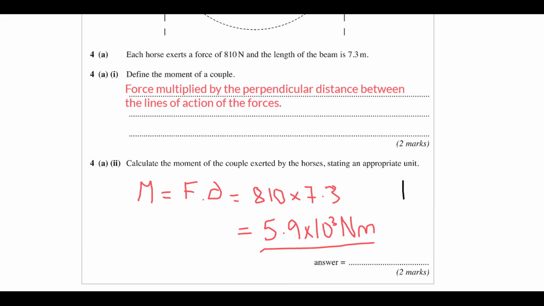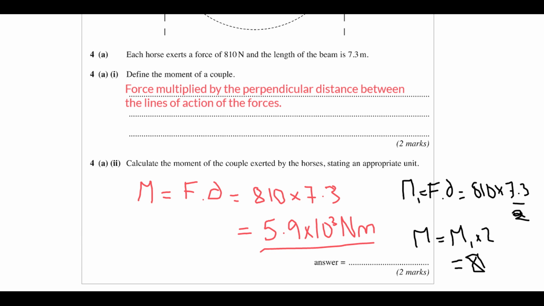So the moment of just one horse is force times the distance to the center of rotation, so 810 times by 7.3 over 2. So the total moment is going to be double that, because they're both acting in the same direction, so you can see that it's 810 times, say, 7.3, which is exactly what we had there. So you can see either doing it separately or as a couple combined, we end up with the same answer. That should be fine. Okay, so let's move on.